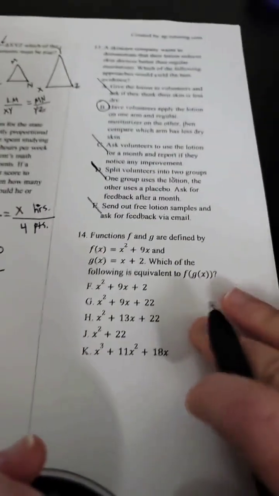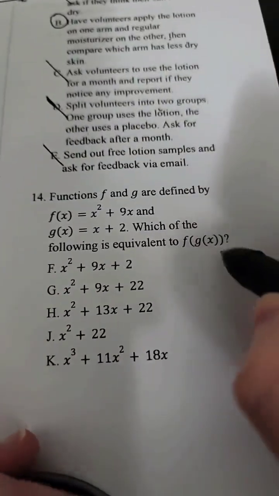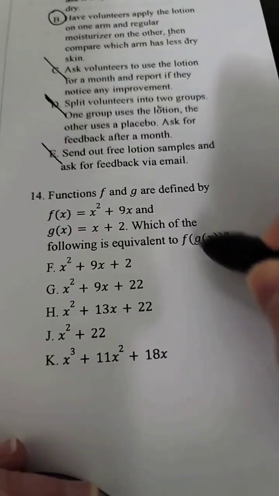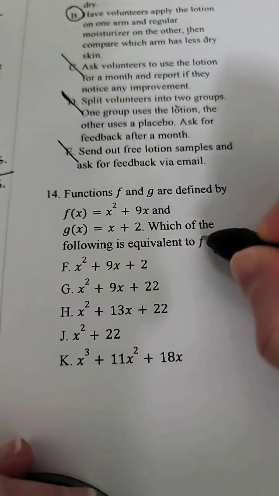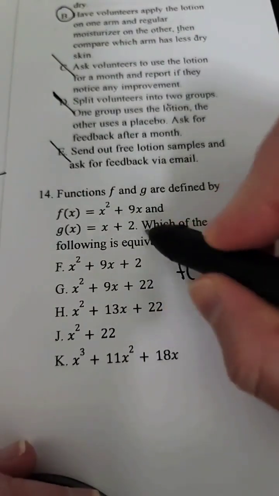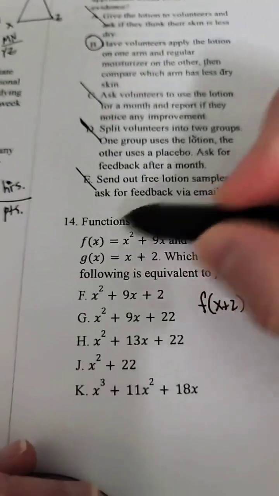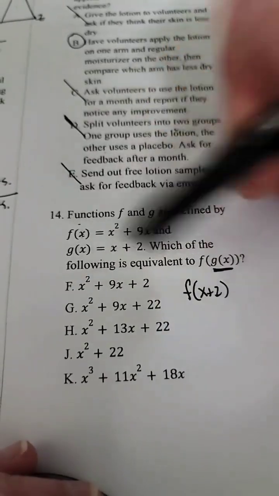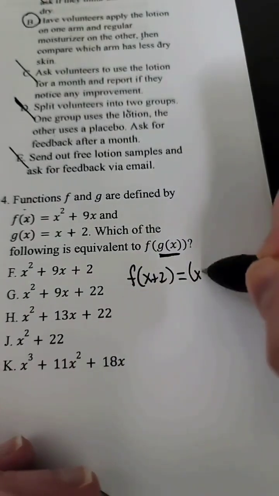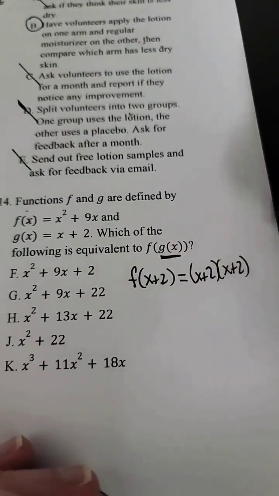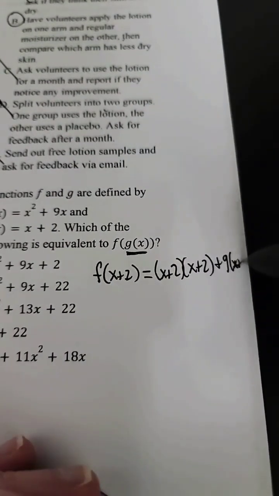So then for number 14, it says functions f and g are defined by this. Which of the following is equivalent to f of g of x? So what's inside the parentheses is representing your x for the specific function outside of the parentheses. So g of x is your x value for f of x. So I'm saying that this whole thing, x plus 2, is what's going to replace x in each instance here of my function f of x. So instead of writing x, I have to write x plus 2 everywhere that I see an x there. So instead of x squared, I have x plus 2 squared, which is the same thing as x plus 2 times x plus 2. And then I just have to copy down plus 9 times x plus 2.